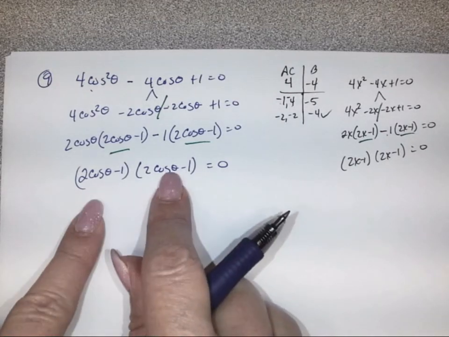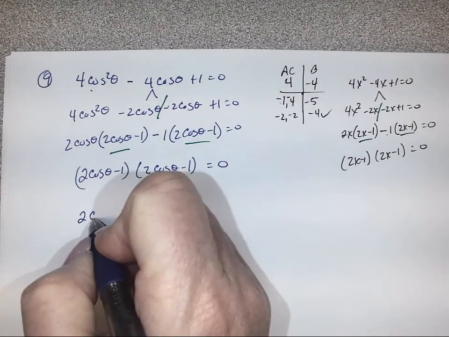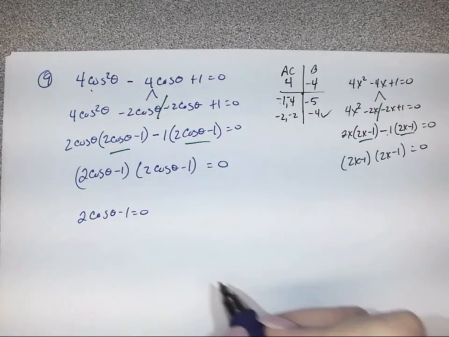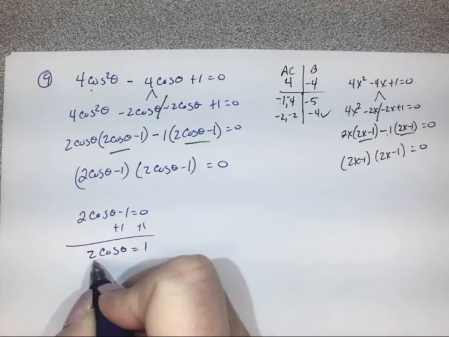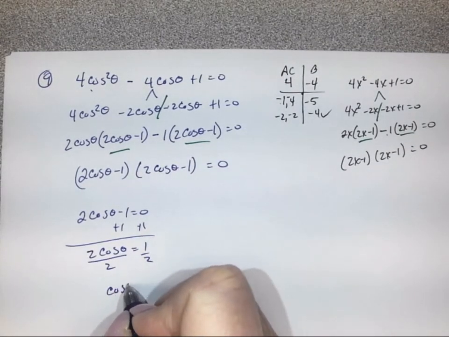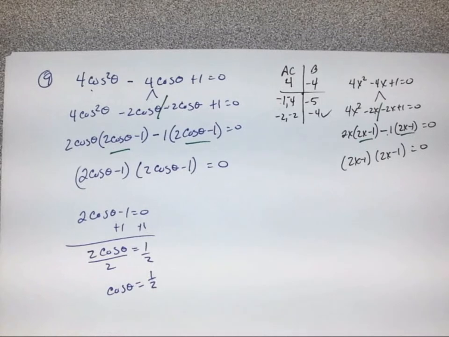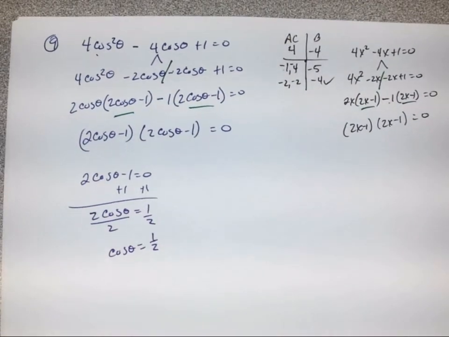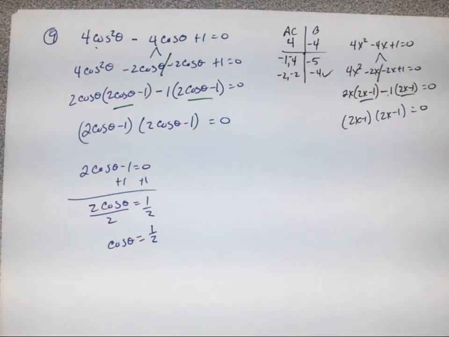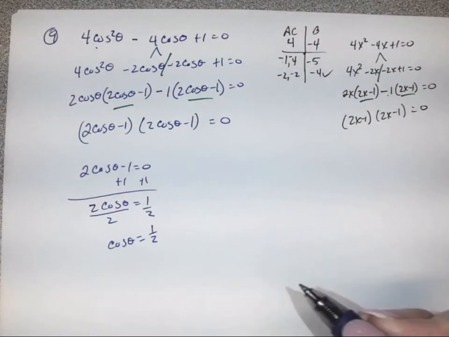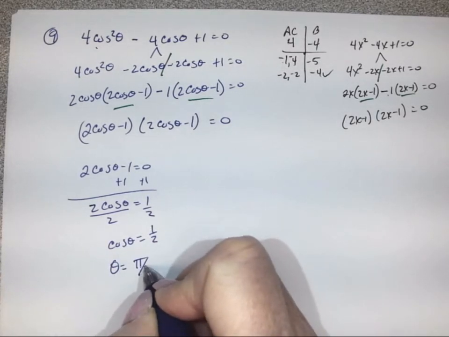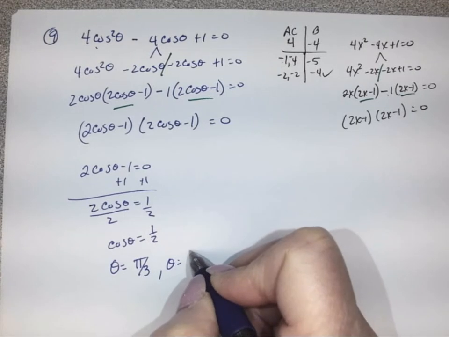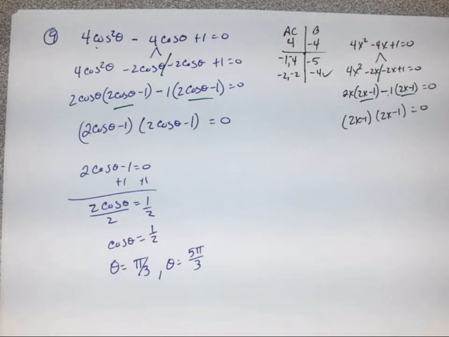All right, now these are the same things. We only have to solve for one. So 2 cosine theta minus 1 equals 0. Add the 1 over, we get 2 cosine theta equals 1. Divide by 2, and cosine theta equals 1/2. Now, where does cosine theta equal positive 1/2? It'll be in quadrant 1 and quadrant 4. So theta will be equal to pi over 3, and theta will be equal to 5 pi over 3.